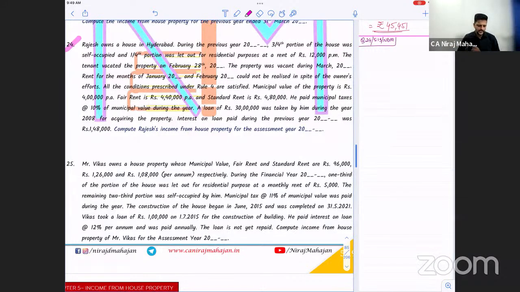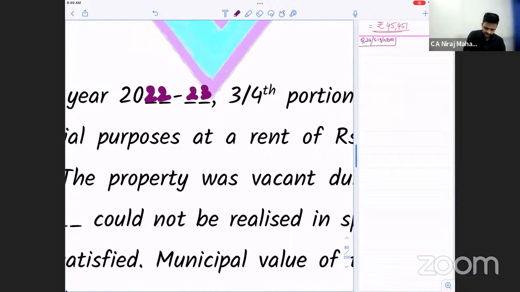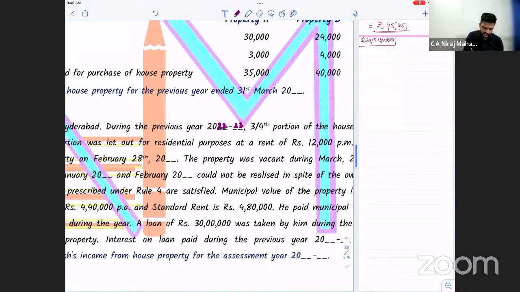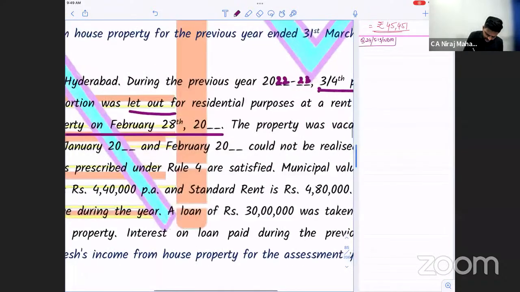Rajesh owns a house in Hyderabad during the previous year 22-23, current year. Three-fourth of the house was self-occupied, and one-fourth was let out for residential purpose. Let out for any purpose, that is not our concern. Rent is 12,000 rupees per month. The tenant vacated the property on 20th February 2023.